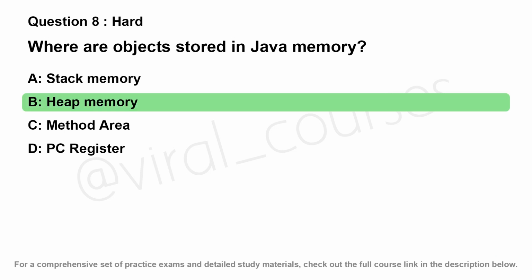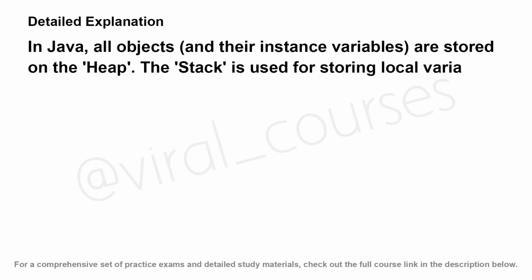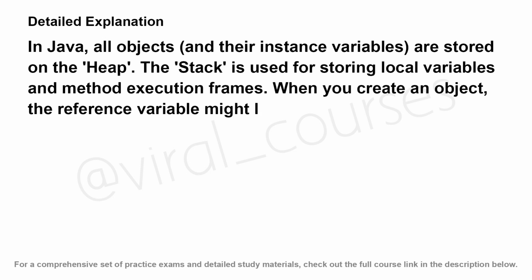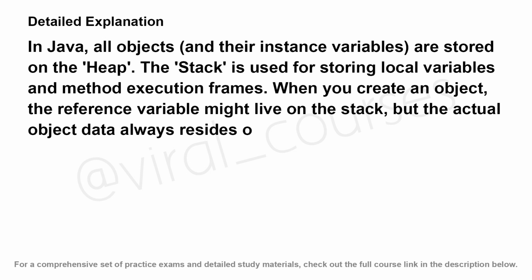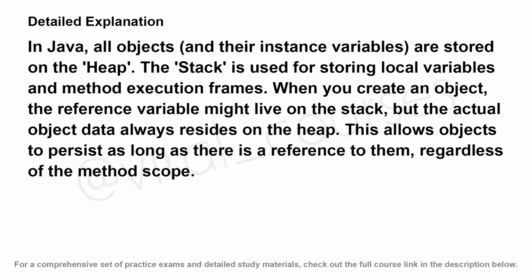The correct answer is B. In Java, all objects and their instance variables are stored on the heap. The stack is used for storing local variables and method execution frames. When you create an object, the reference variable might live on the stack, but the actual object data always resides on the heap. This allows objects to persist as long as there is a reference to them, regardless of the method scope.